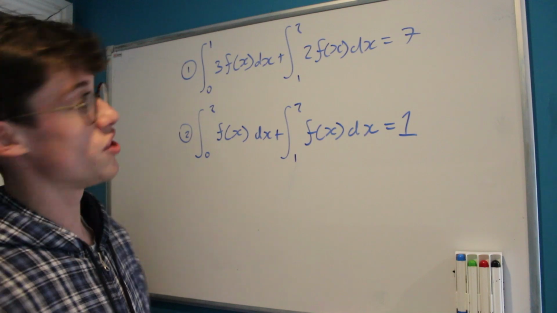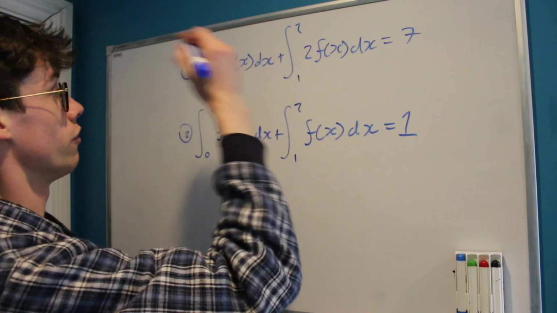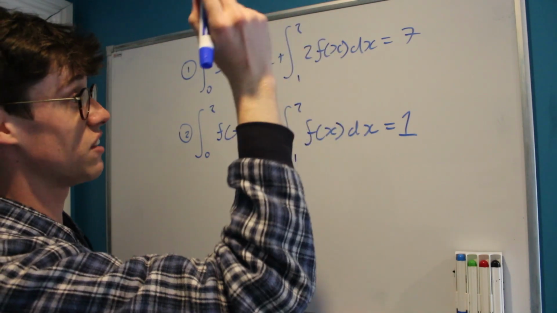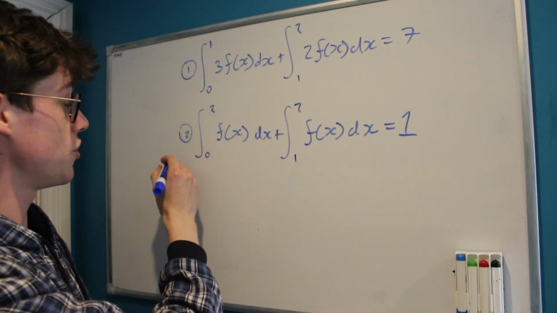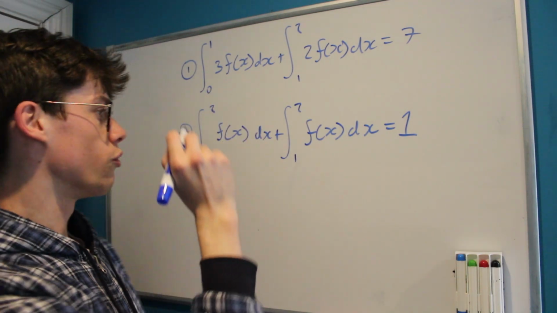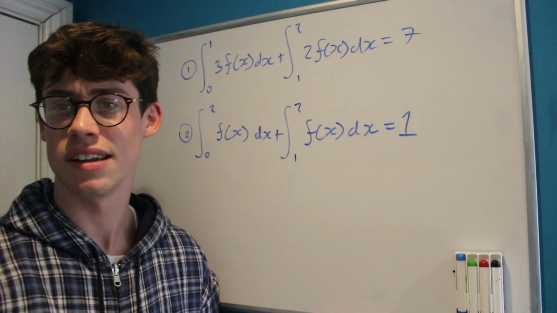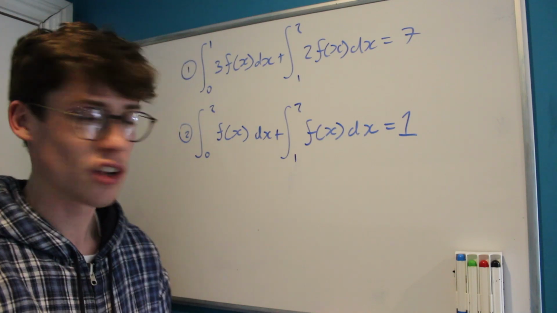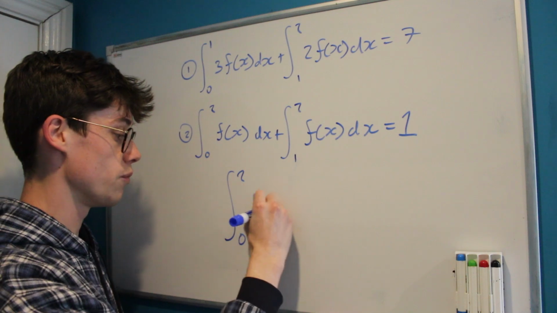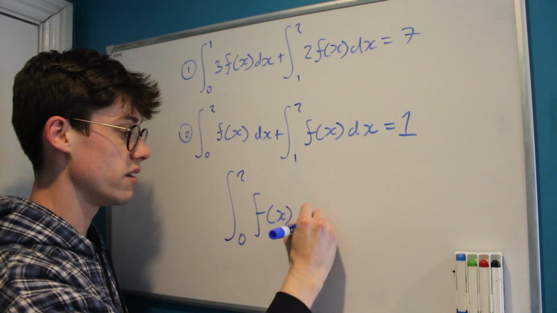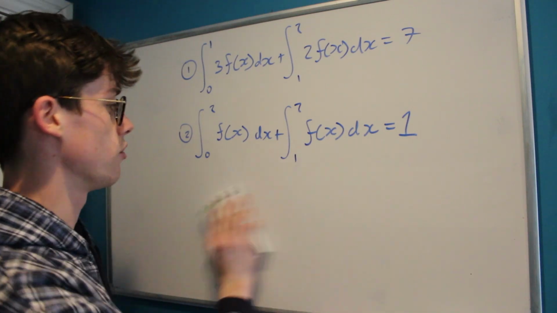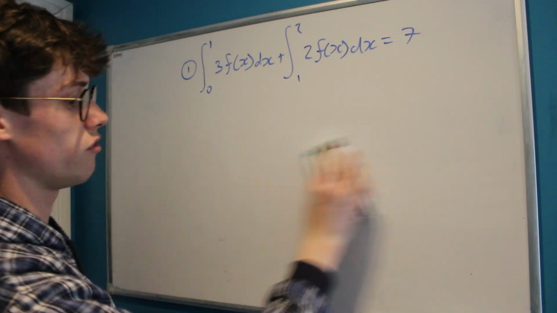Now the first equation tells us that the integral from 0 to 1 of 3f of x dx plus the integral from 1 to 2 of 2f of x dx equals 7, and our second equation tells us that the integral from 0 to 2 of f of x dx plus the integral from 1 to 2 of f of x dx is equal to 1. Now the question asks us to find the value of the integral from 0 to 2 of f of x dx.